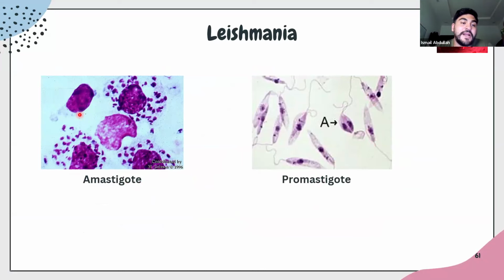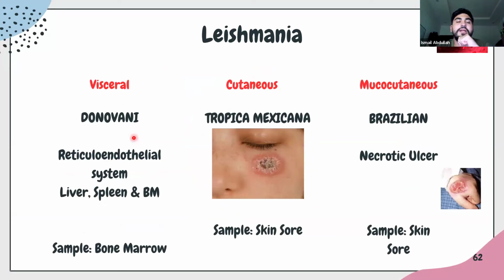A mastigote. So this is a macrophage. And as you can see, dots, dots, dots. It's like glitter, right? Okay. And yeah, so this is infective. This is diagnostic. But we have different kinds of Leishmania. We have Donovani, we have Tropica, we have Mexicana, and we have Brazilian.